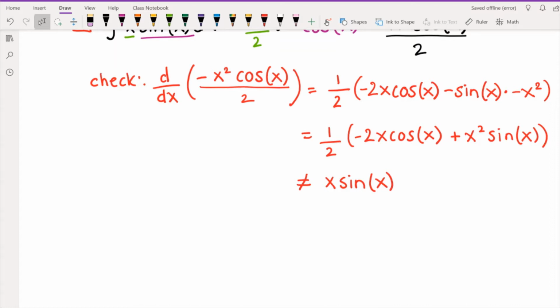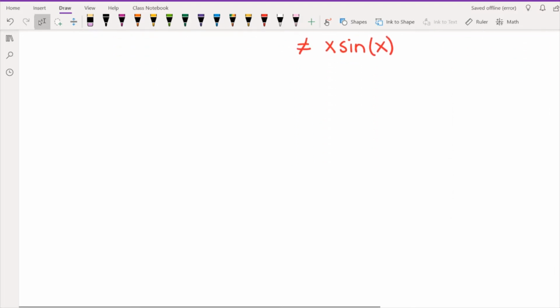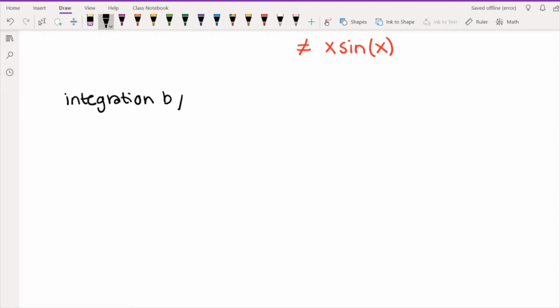So instead, we're going to use this formula that is called integration by parts. And so I'm going to write it out, and then we'll see why it is true.